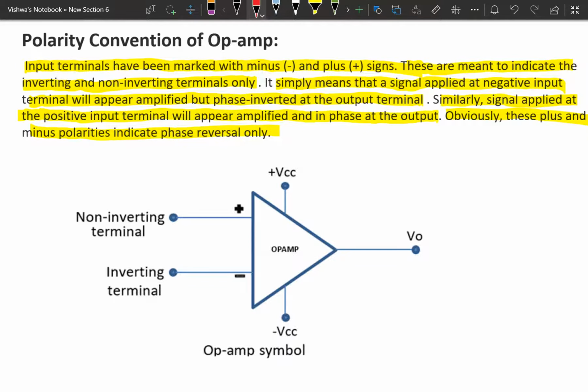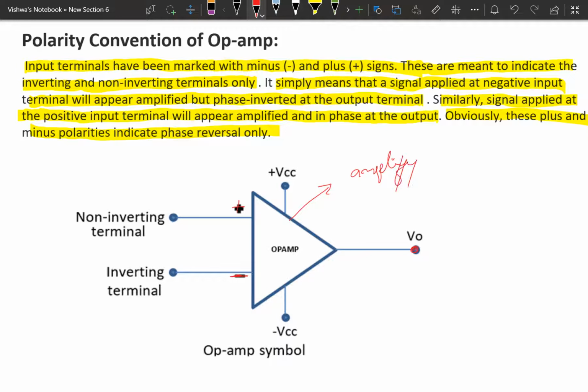So this is the symbol of op-amp. There are two input terminals, one positive and one negative, and one output. Here the positive terminal we call the non-inverting terminal, the negative terminal we call the inverting terminal, and here the output. The main thing of op-amp is to amplify.